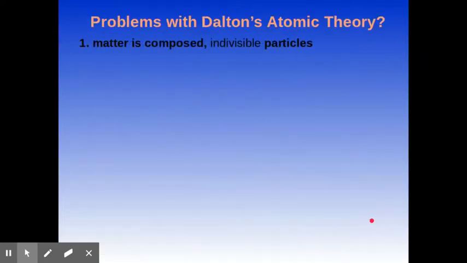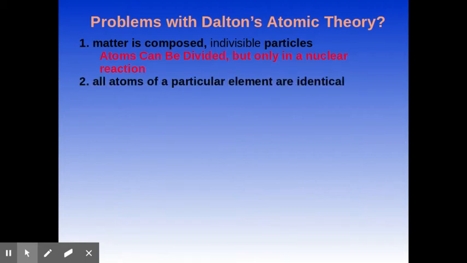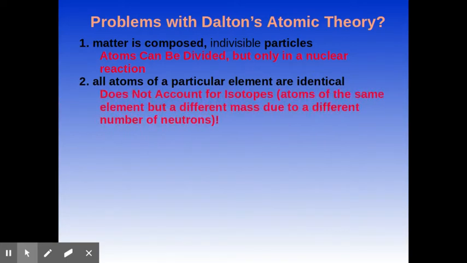So first of all, let's talk about the indivisible. Well, obviously that's wrong. We've got nuclear reactions that can divide atoms. We know there's protons, neutrons, electrons, and all these other little particles. All atoms of a particular element are identical. Turns out not. We're about to learn about different isotopes. So there's different types of carbon. So we'll get more into that here in a little bit. And it mainly comes from the difference in the number of neutrons. There's 3 different types of hydrogen.